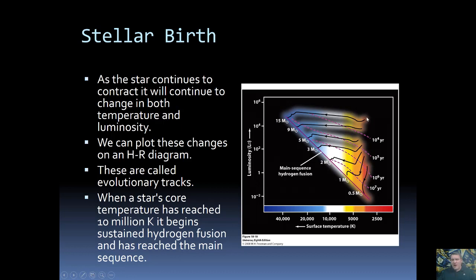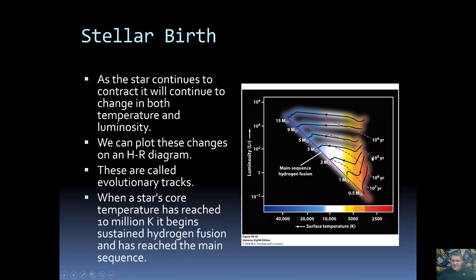So right here, this very top track, this is a star around 15 solar masses. When it collapses, it doesn't really get that much more luminous. It does a little bit, but mostly it just heats up. So it just moves over to the left until it reaches the main sequence. Down here, at a half solar mass, this thing isn't really becoming that much hotter. It gets a little bit hotter, but not much. Mostly, it's just decreasing in luminosity, kind of falling down onto the HR diagram, until it hits down here.